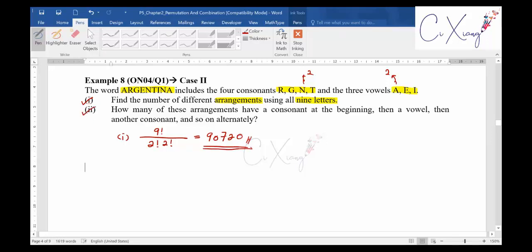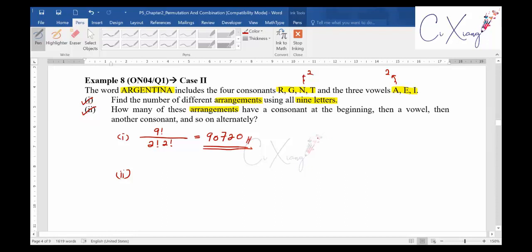Okay, then after that, let's continue to part number 2. How many of these arrangements have a consonant at the beginning, then a vowel, then another consonant, and so on alternately? Okay, so when they want to have an alternate arrangement, consonant, vowel, consonant, vowel, consonant, vowel, right? The idea generally is the same as the objects that must be separated.